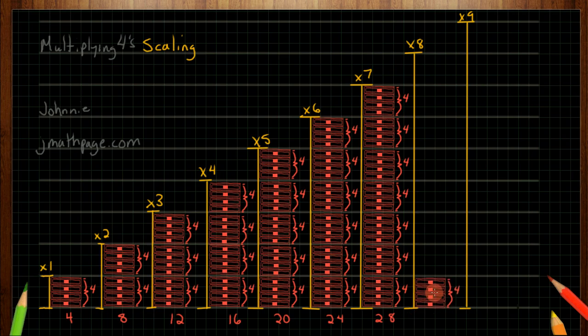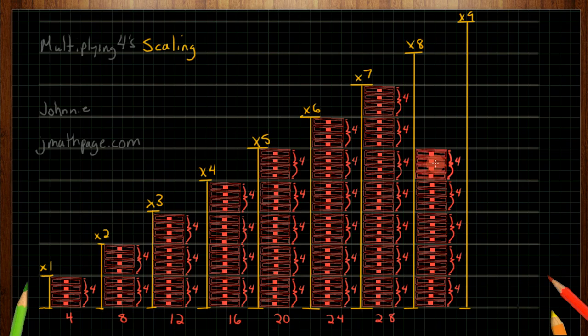8 stacks of 4 boxes. 1, 2, 3, 4, 5, 6, 7, 8 stacks of 4 boxes. I hope they can stand up straight. Maybe they'll fall over. How many boxes? Let's count them. 4, 8, 12, 16, 20, 24, 28, and 4 more give us 32.